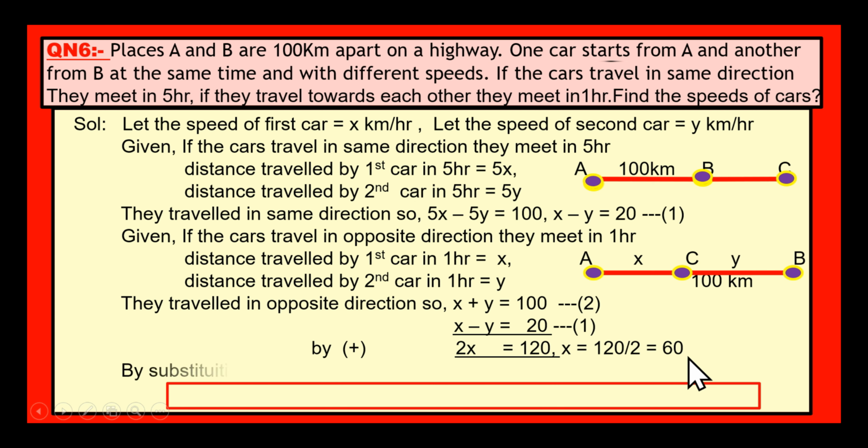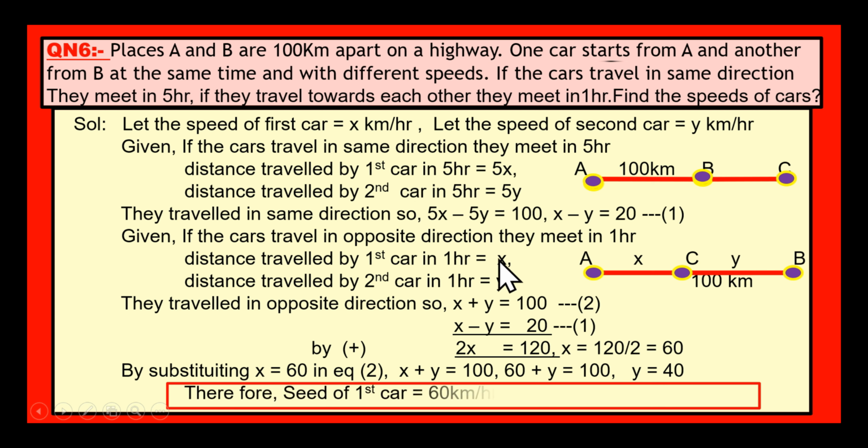Once we get the x value, substitute the x value in the second equation. Means x is 60, so 60 plus y is equal to 100, or y is equal to 100 minus 60, which is equal to 40. What is meant by x? x means the speed of the first car. And what is y? y is the speed of the second car. Therefore, the speed of the first car is equal to 60 kilometers per hour, and the speed of the second car is 40 kilometers per hour.